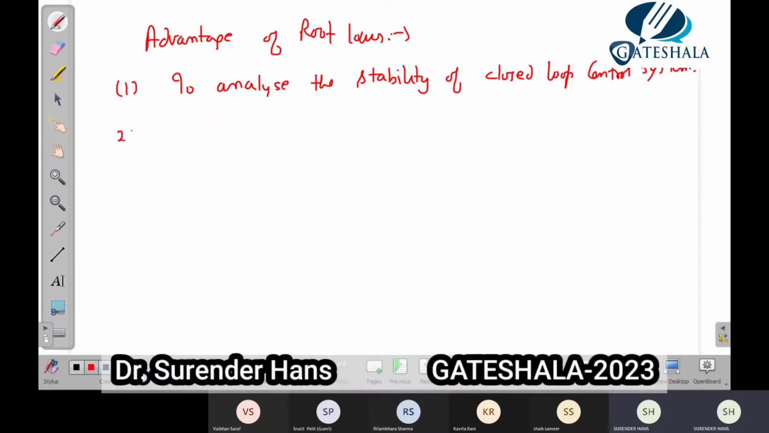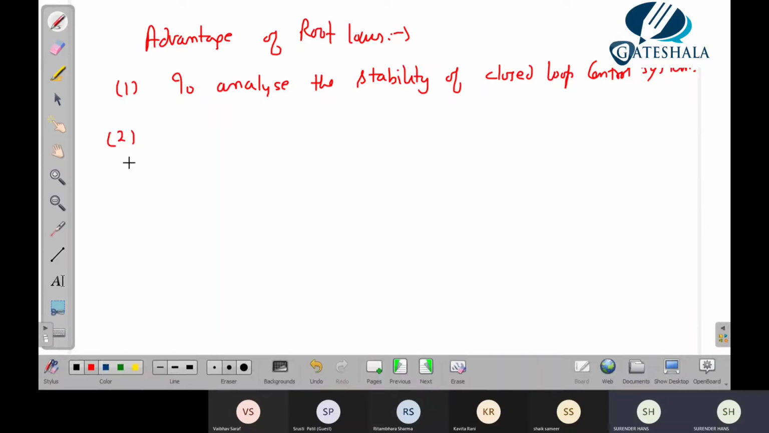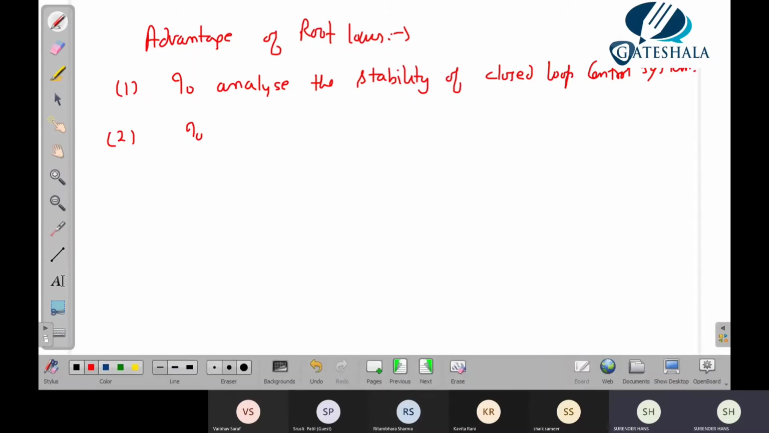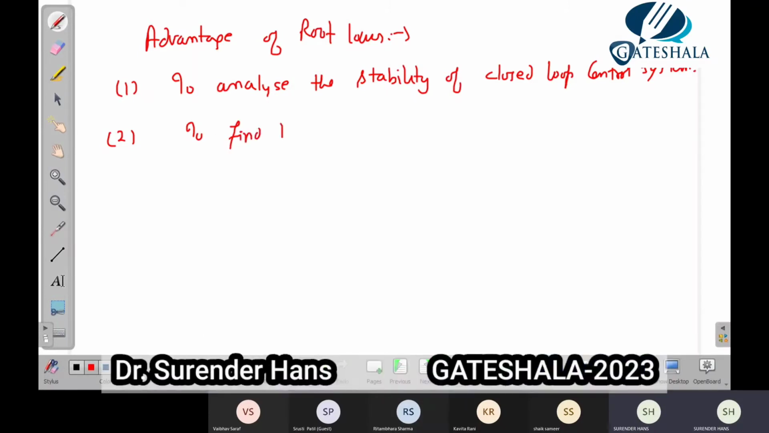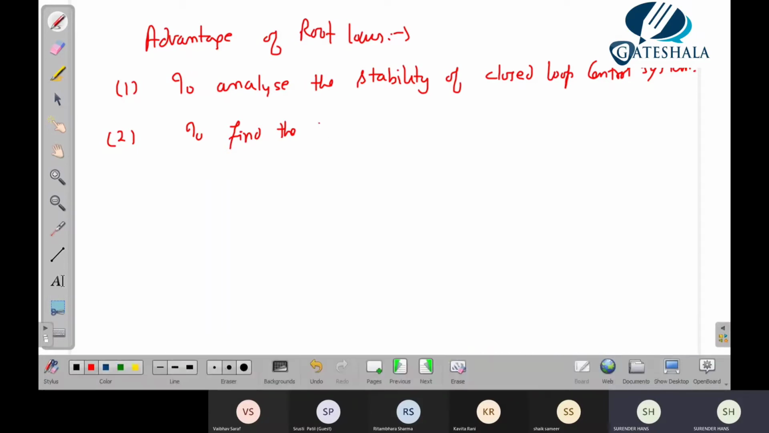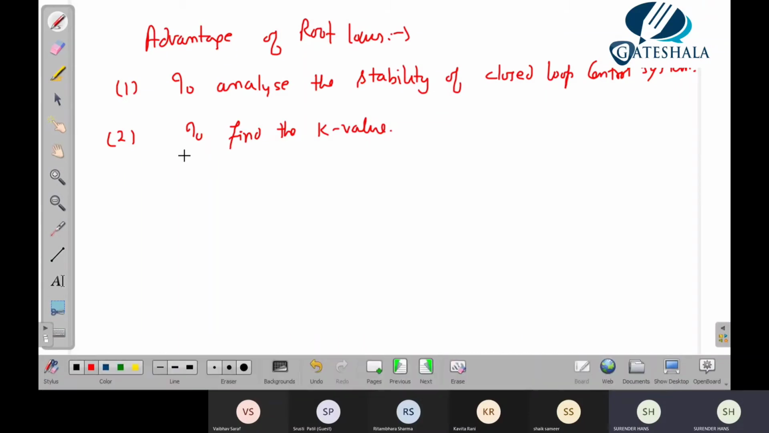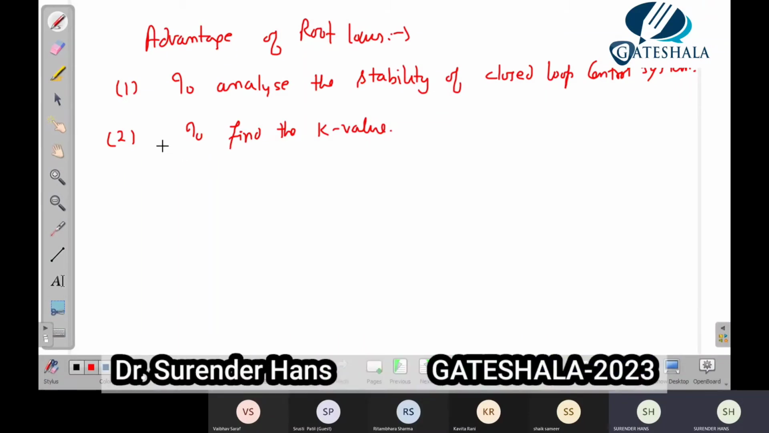The second advantage is that we also use root locus to find the value of k. If k is unknown, how do we find the value of k? Via this root locus, which we will see. So to find the value of k, we can also use the root locus.